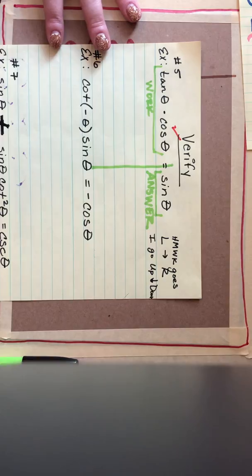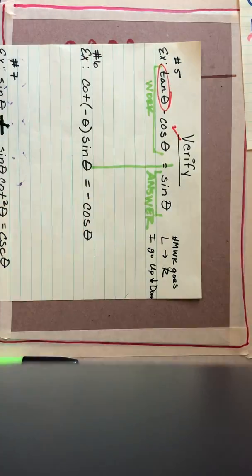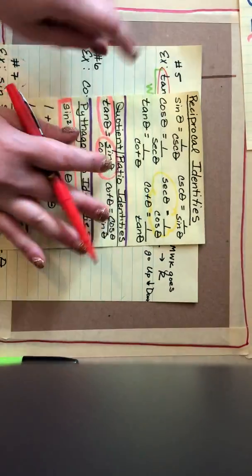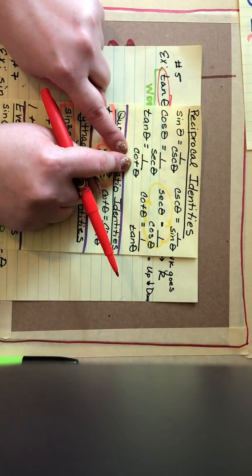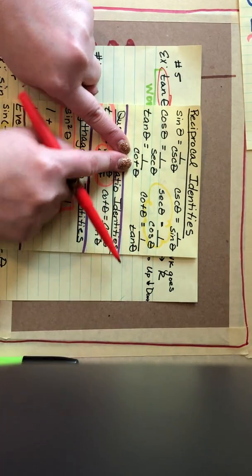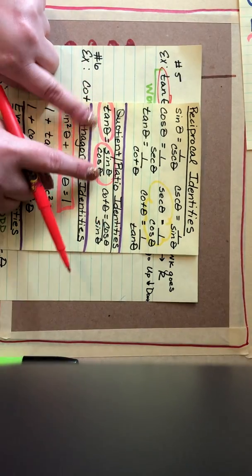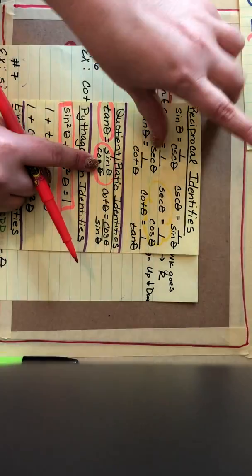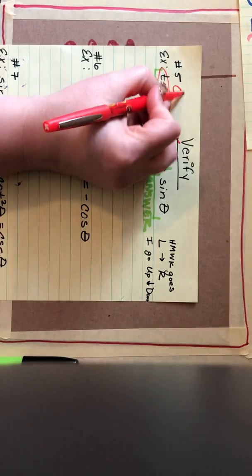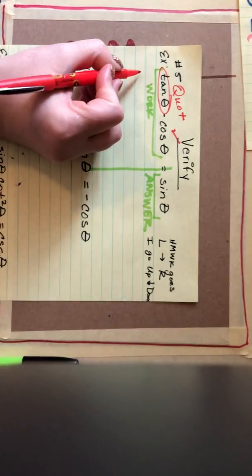Cosine is already there. Tangent, let's see what that's equal to. Here's an identity, tan equals 1 over cot. I just told you to change it to sines and cosines. Here's a quotient, tan equals sine over cosine. That's what I told you to do. So we're going to use a quotient there.